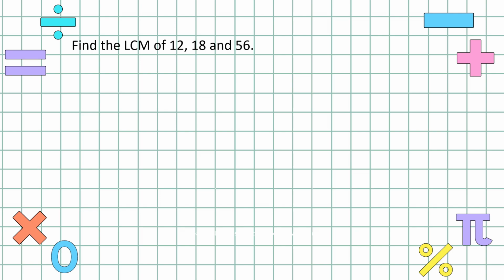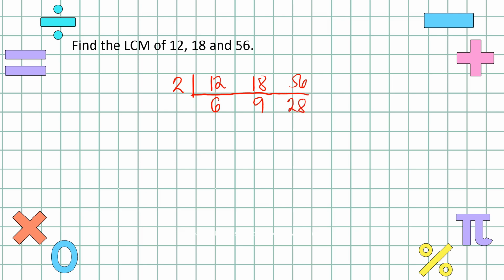Finally, for our last example, let's find the LCM of 12, 18, and 56. Place them inside our L symbol. And then the prime factor that is common among these three is 2. So, let's divide each of them by 2. 12 divided by 2 is 6. 18 divided by 2 is 9. 56 divided by 2 is 28.